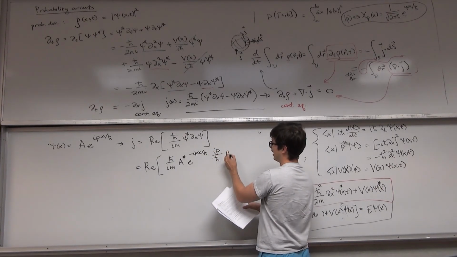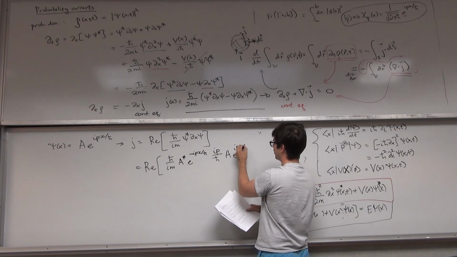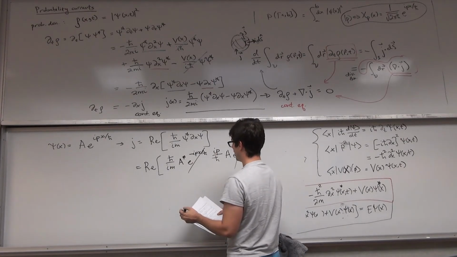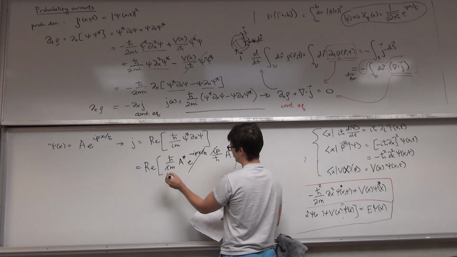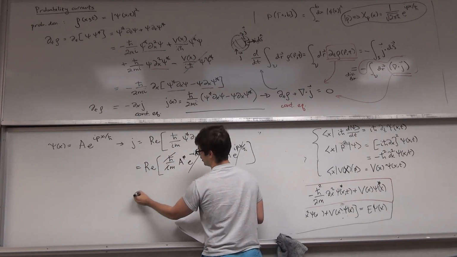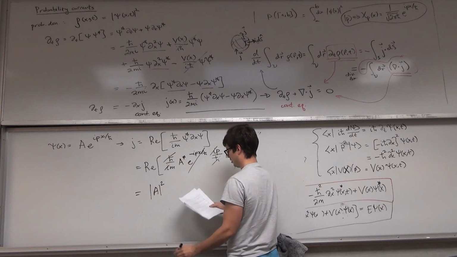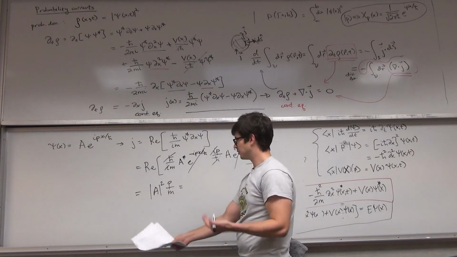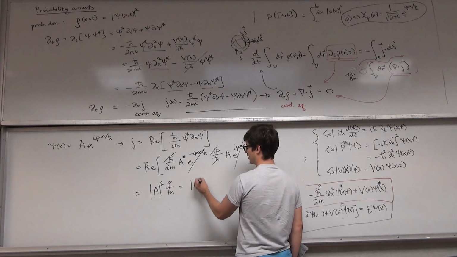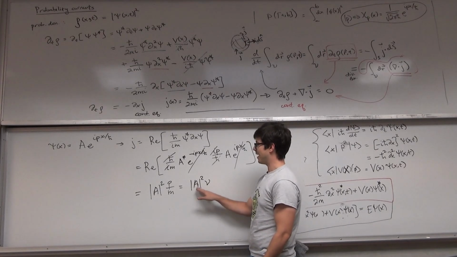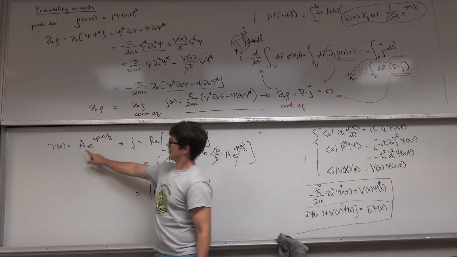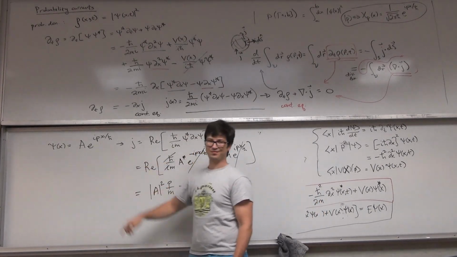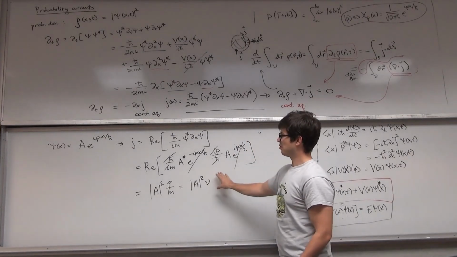And we have e to the ipx over h bar. These cancel. This i cancels, this h bar cancels, and you get the magnitude of a squared times p over m. And what's p over m? Momentum is mass times velocity, so this is a squared times the velocity. So it's a probability magnitude, a squared, the amplitude squared, times the velocity associated with this momentum p. So this will be important.